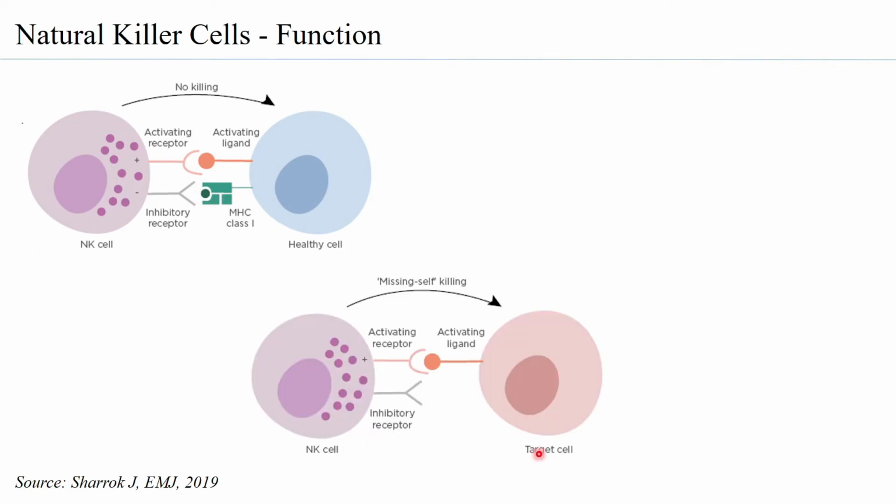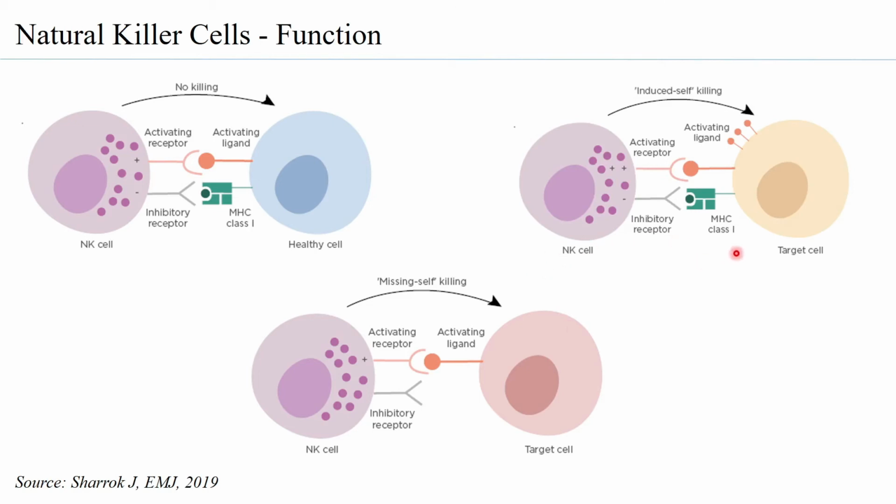In many cases where you have the MHC missing, then there are chances that only the activating receptor and the ligand bind. The inhibitory receptor is not binding to anything on the surface of the target cell, and so the equilibrium moves more towards activating the natural killer cells. So the natural killer cells will get activated, and they would be affecting the target cell.